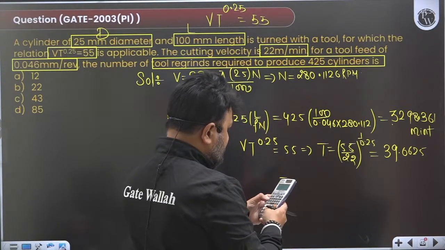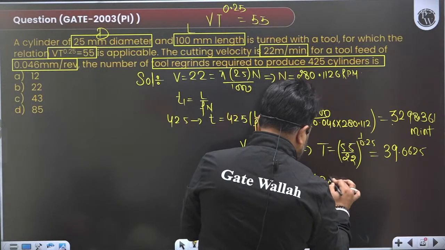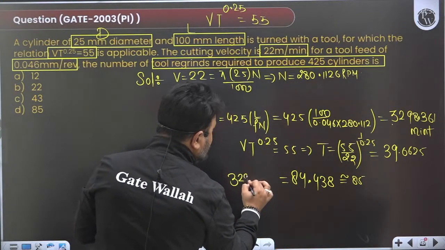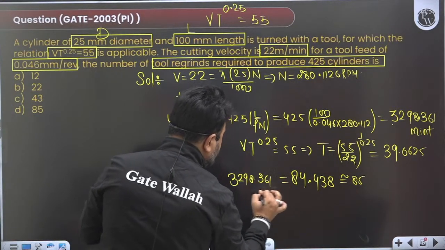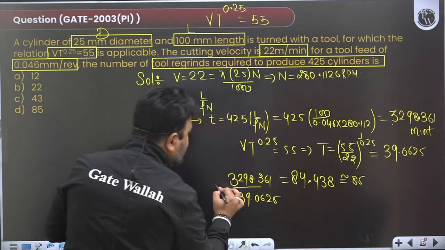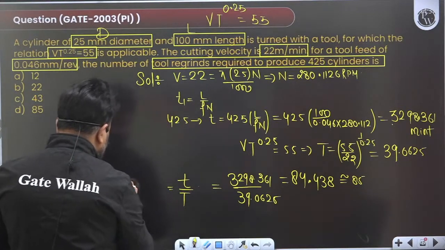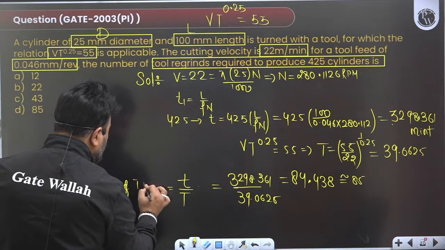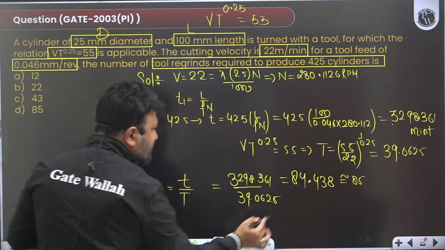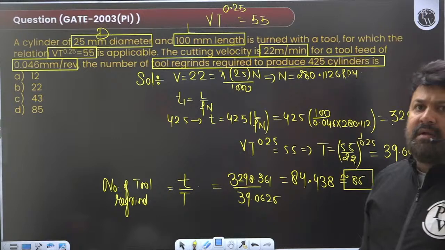Now the number of tool regrinds is 3298.361 divided by 39.0625, which is 84.438, so 85. Where does it come from? It comes from total time divided by tool life. Number of tool regrinds. Is it clear? Not 87.